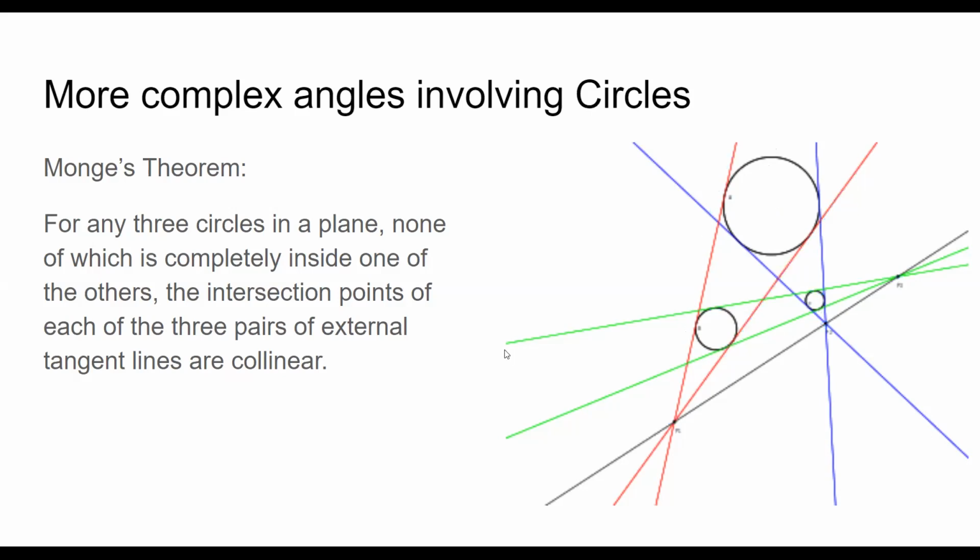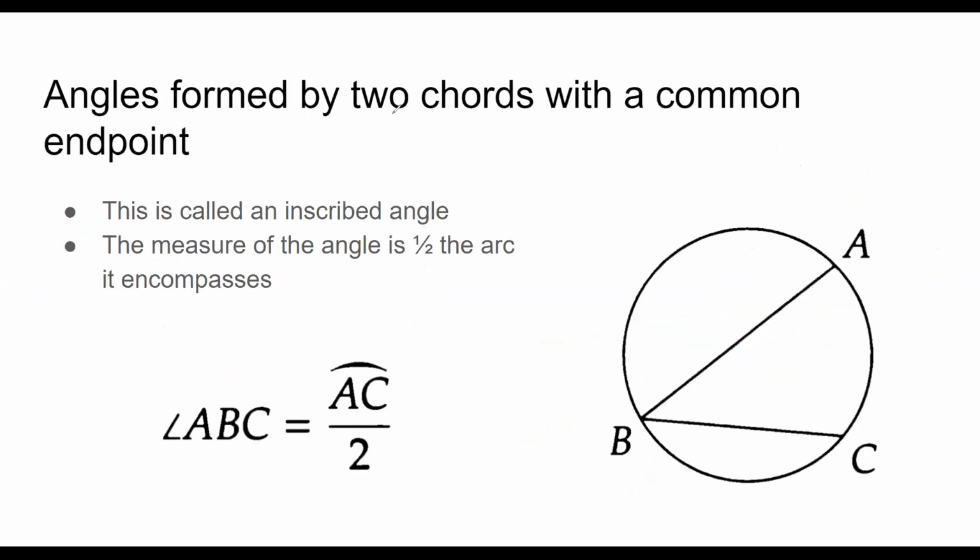All right, so let's get into some things that you guys might not know about angles in circles. If you have an angle formed by two chords with a common endpoint, it's called an inscribed angle, and the measure of the angle is 1/2 of the arc that it encompasses. So this angle here, ABC, if this is X, then the number of degrees in this arc is twice this measure here.